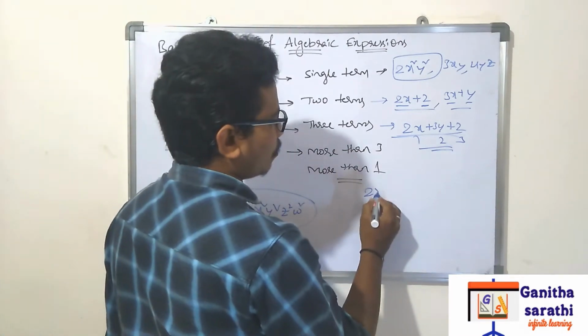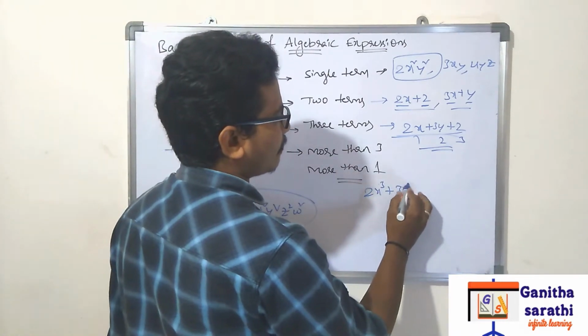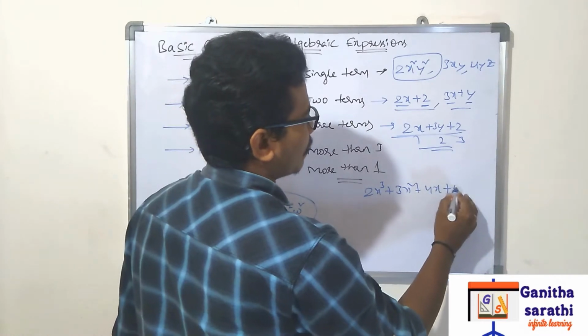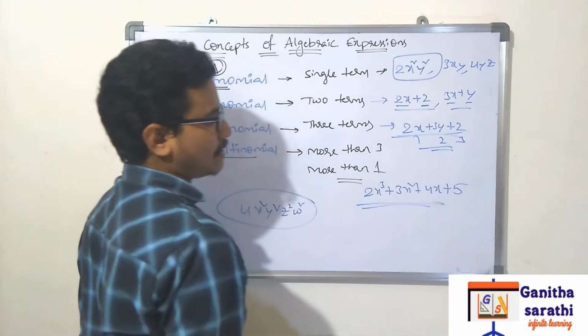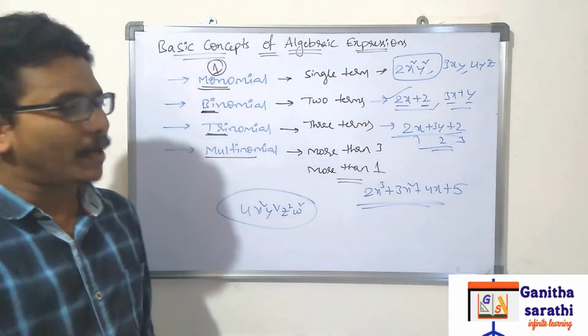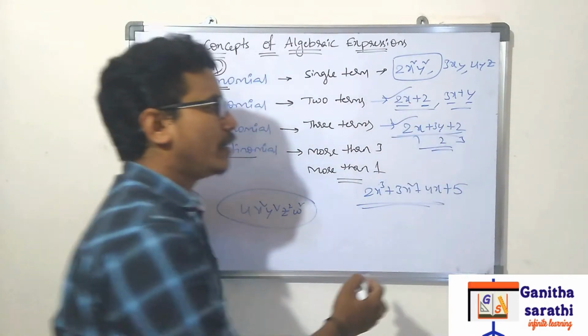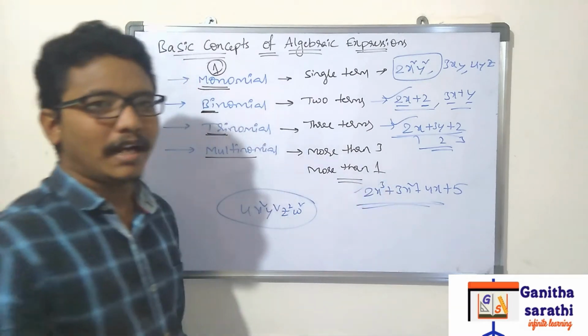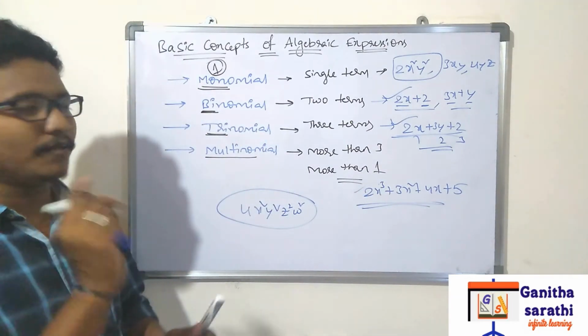Multinomial means 2x cube plus 3x square plus 4x plus 5. Like this it is there. So more than 3 terms, you can call it a multinomial. This also you can call a multinomial. This is also a multinomial. Understood? So this is based on terms only.